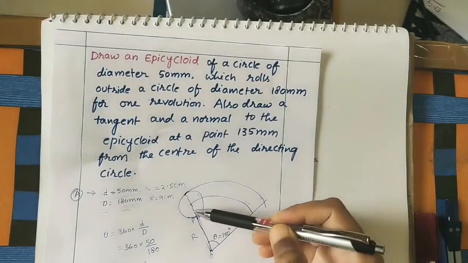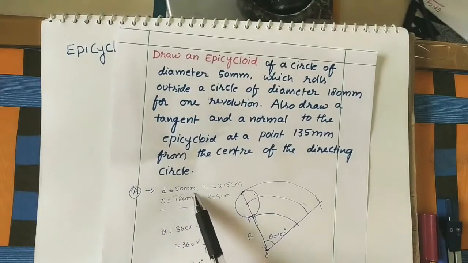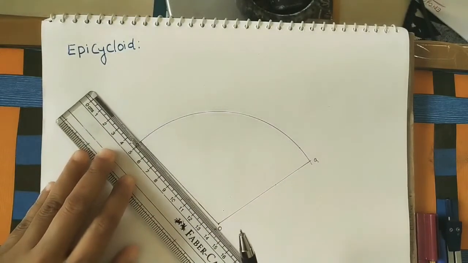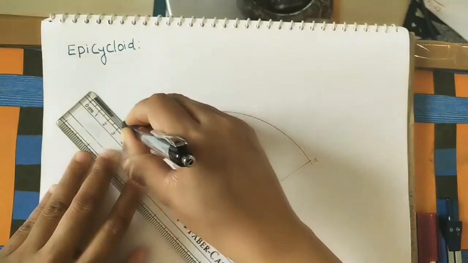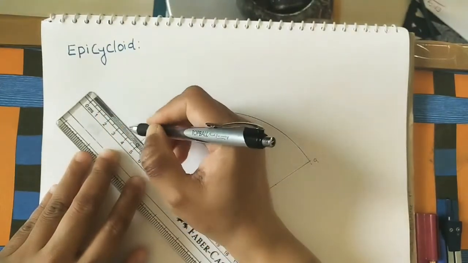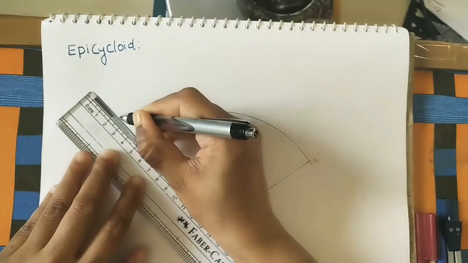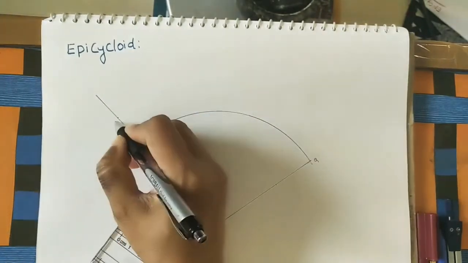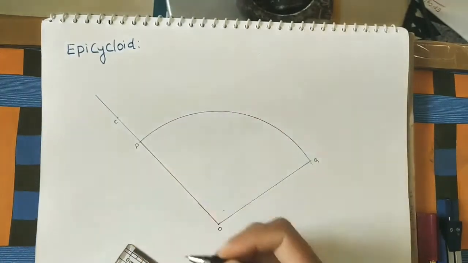Okay, this is the smaller diameter. How much is this diameter? 50 mm. So on the same line, take 5 centimeter here. Take the center point also on it, 2.5 centimeter. It is 5 here. Center point is C. Okay, 2.5. So mark the center here.